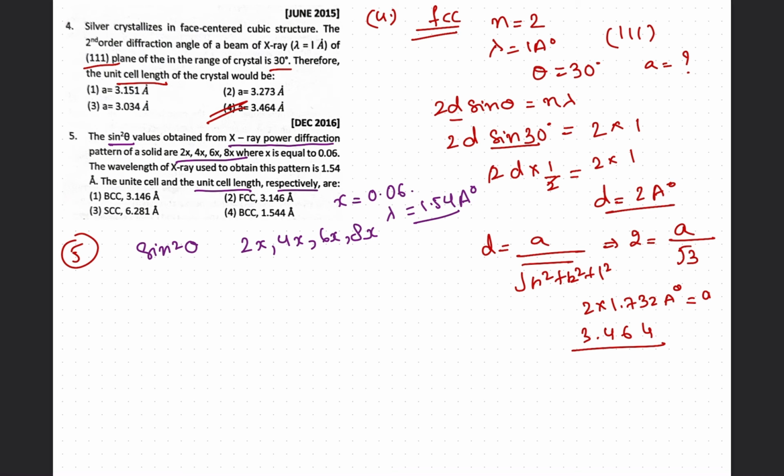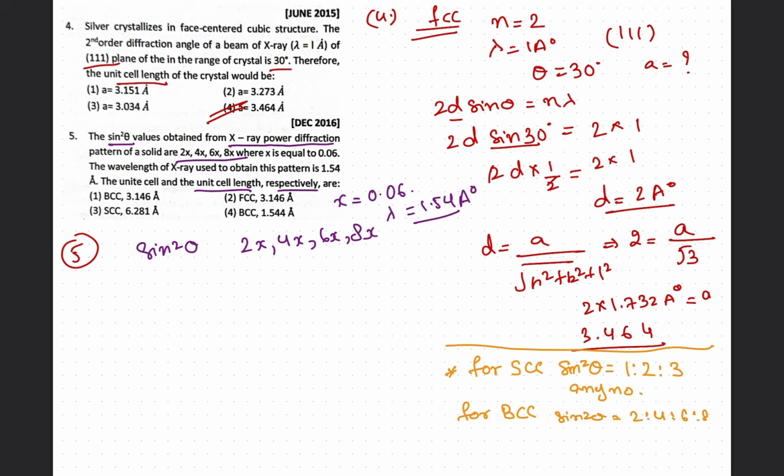For this you have to remember one thing. For SCC, okay, the sin square theta ratio should be 1, 2, 3, that is any number. For BCC, this ratio comes like 2, 4, 6, 8 sort of, okay? Even numbers. And for FCC, the sin square theta ratio is 3, 4, 8 and 11. That is, this is not any pattern, this you have to remember: 3, 4, 8, 11.